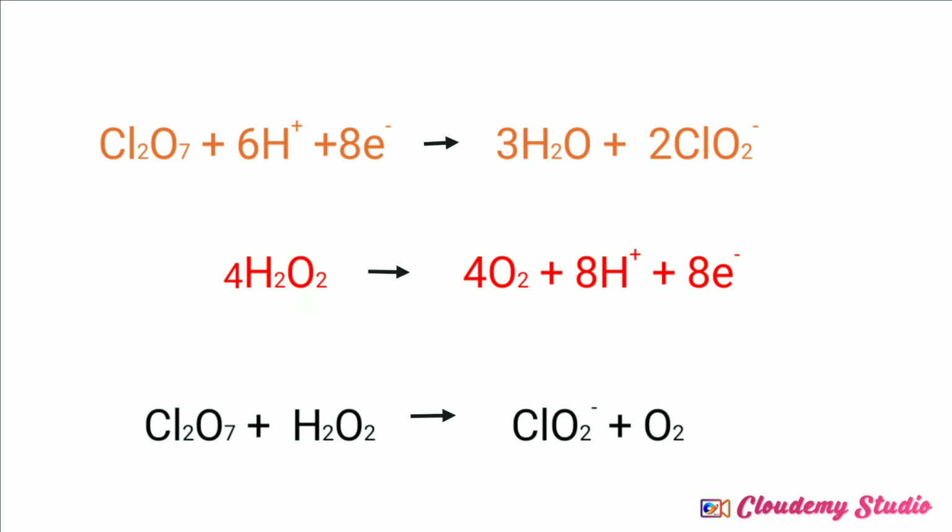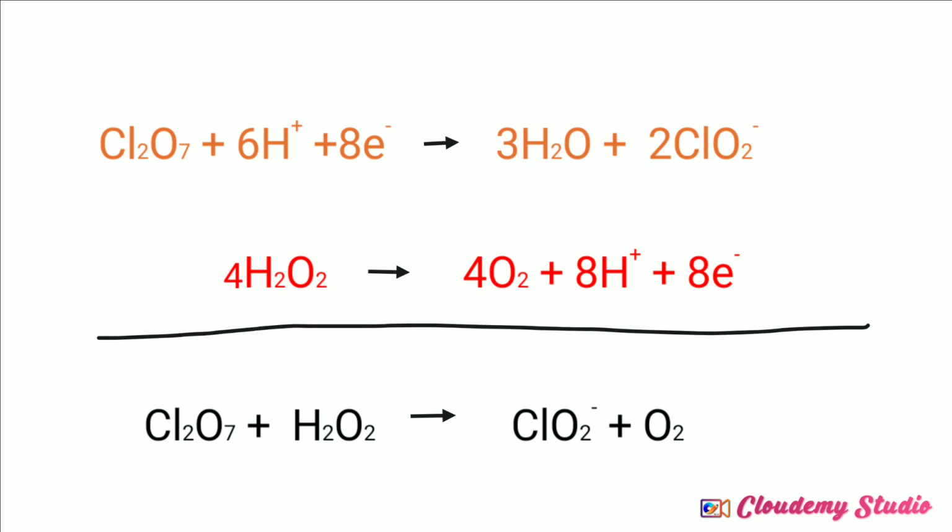Now both the equations we can add together. While we are adding, the same substances on opposite sides can be cancelled. So what are the same substances? Here 8 electrons on the right hand side, and here 8 electrons on the left hand side, so they will be cancelled. And here H plus ions on the right hand side and H plus ions on the left hand side, these also can be cancelled.